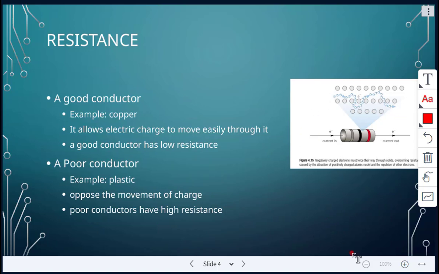So here in this diagram, we're just looking at the negatively charged electrons. They have to force their way through solids. They have to overcome resistance caused by the attraction of positively charged nuclei and the repulsion of other electrons.